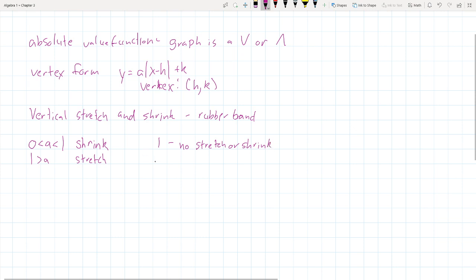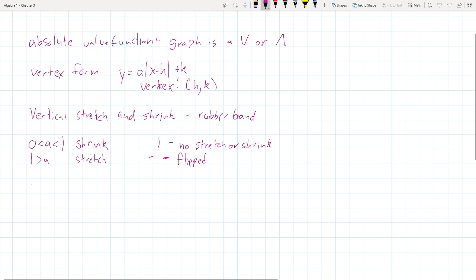And you might start thinking, what about in the negative direction? What a negative does is it says flipped. And then these same rules apply. If it's between 0 and 1, it's a shrink and it's flipped. Or if it's greater than 1, it's a stretch, and it's flipped but stretched.